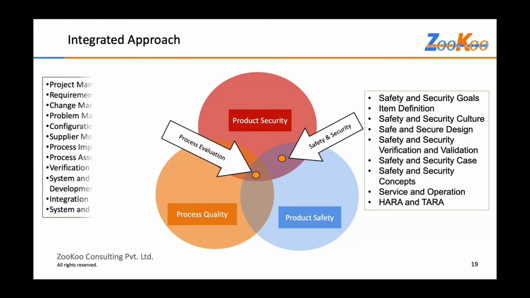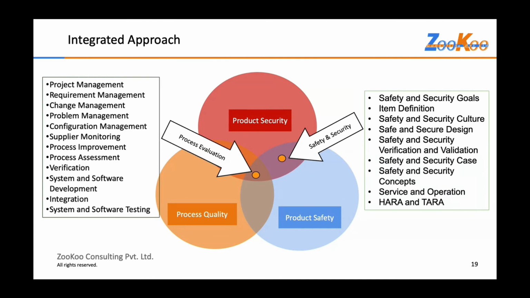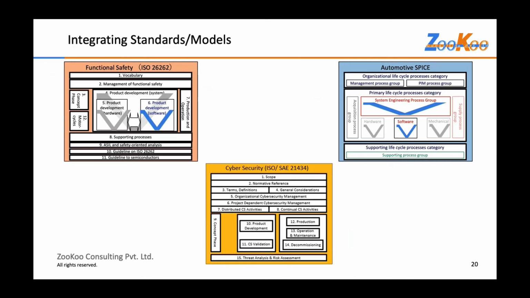Other side, this is common for all. Project management is needed not only for Automotive SPICE, but also for cybersecurity and functional safety. Requirement management, change management, problem management, improvement, monitoring, verification, testing. So these processes are very much comparable from one to the other. Here I have put, at a very high level, the coverage from one standard to the other.